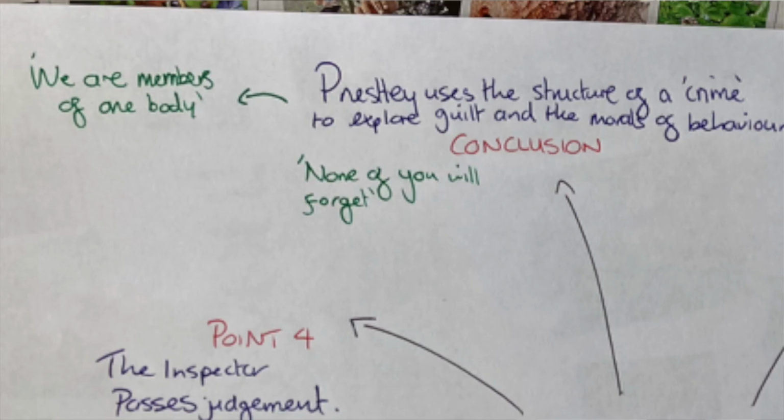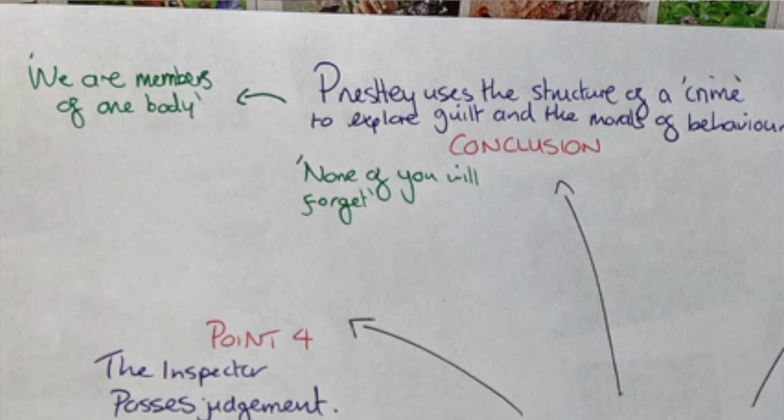Okay, so finally, to conclude this response, I've looked at the idea that Priestley uses the structure of a crime story to explore the guilt and the morals of behaviour. It could be argued that there's only one criminal act that's taken place here, and that's Eric, and the fact is fraud. That's the crime that's taken place.